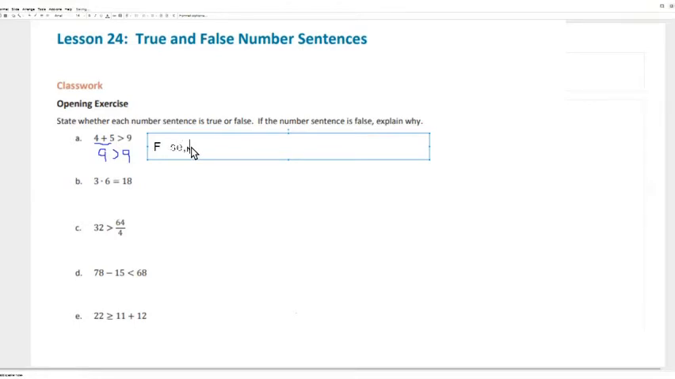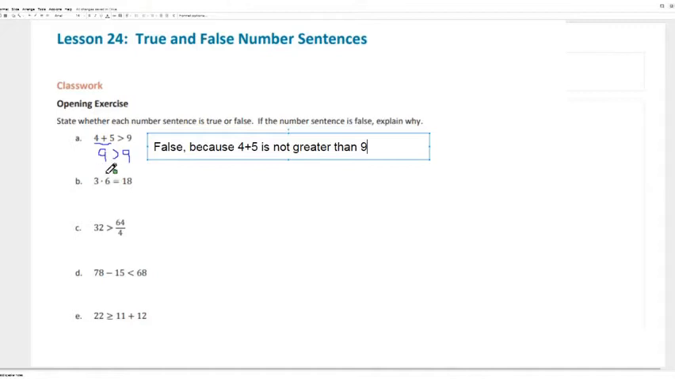And because it's false, we have to explain. It's false because 4 plus 5 is not greater than 9. It's equal to it, but it's not greater than 9. So this would be a false number sentence because of this inequality here. If this was an equal to symbol, then it would be true, but since it's not, it is simply false.